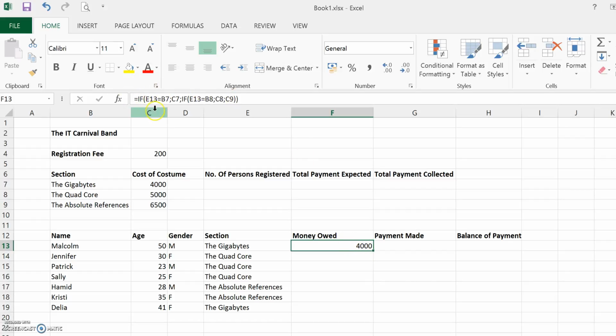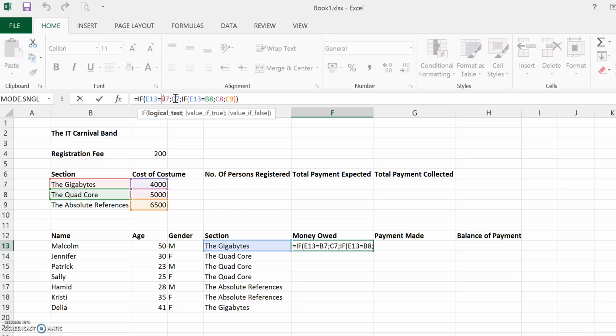So let's see. If E13 is equal to B7, do I need any of these references to remain the same when I copy the formula down? And do I need any of these references to change when I copy the formula down? Well, I would like the E13 to be able to change to E14, E15, etc. However, I do not want the B7 to change. So I'm going to use $B$7.